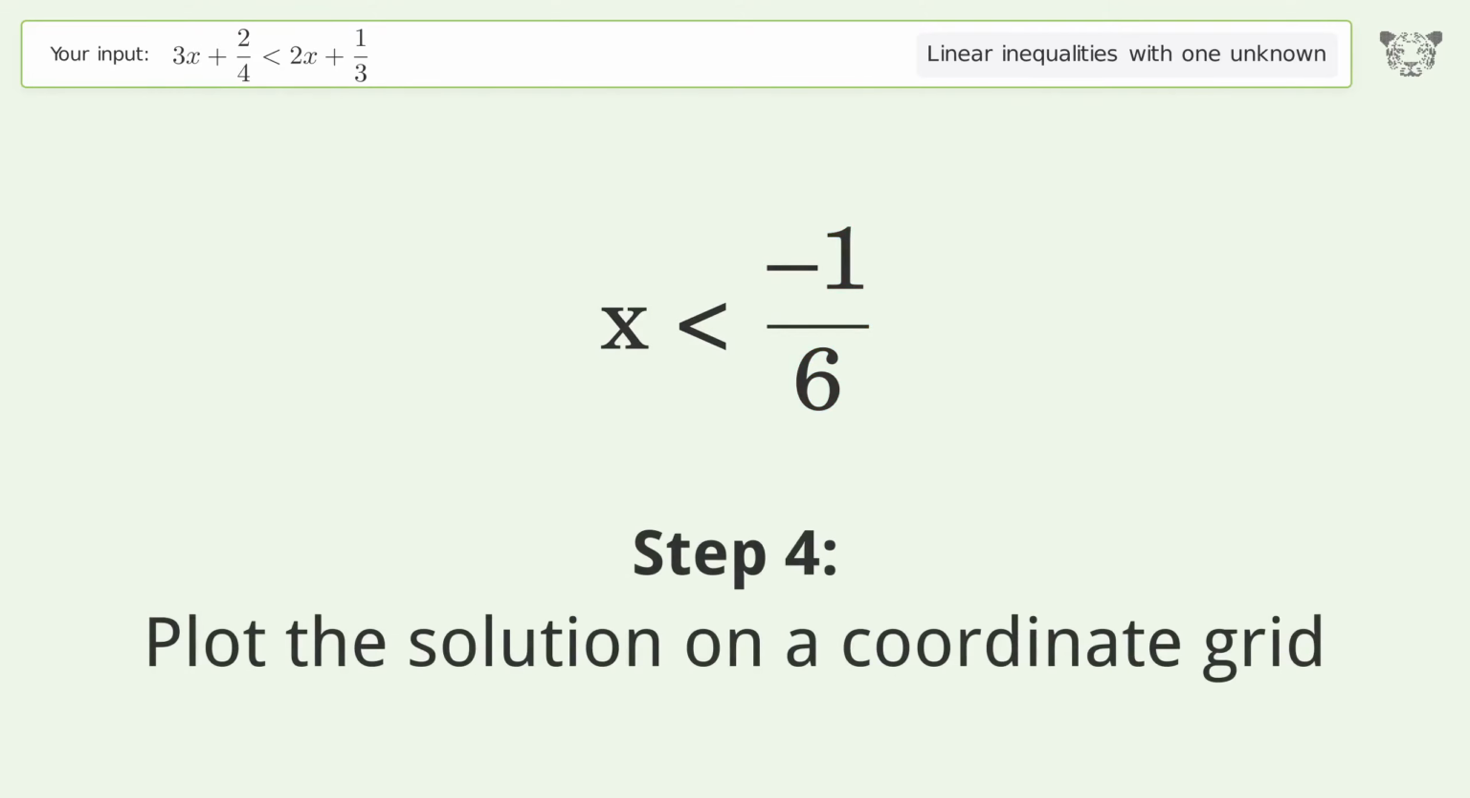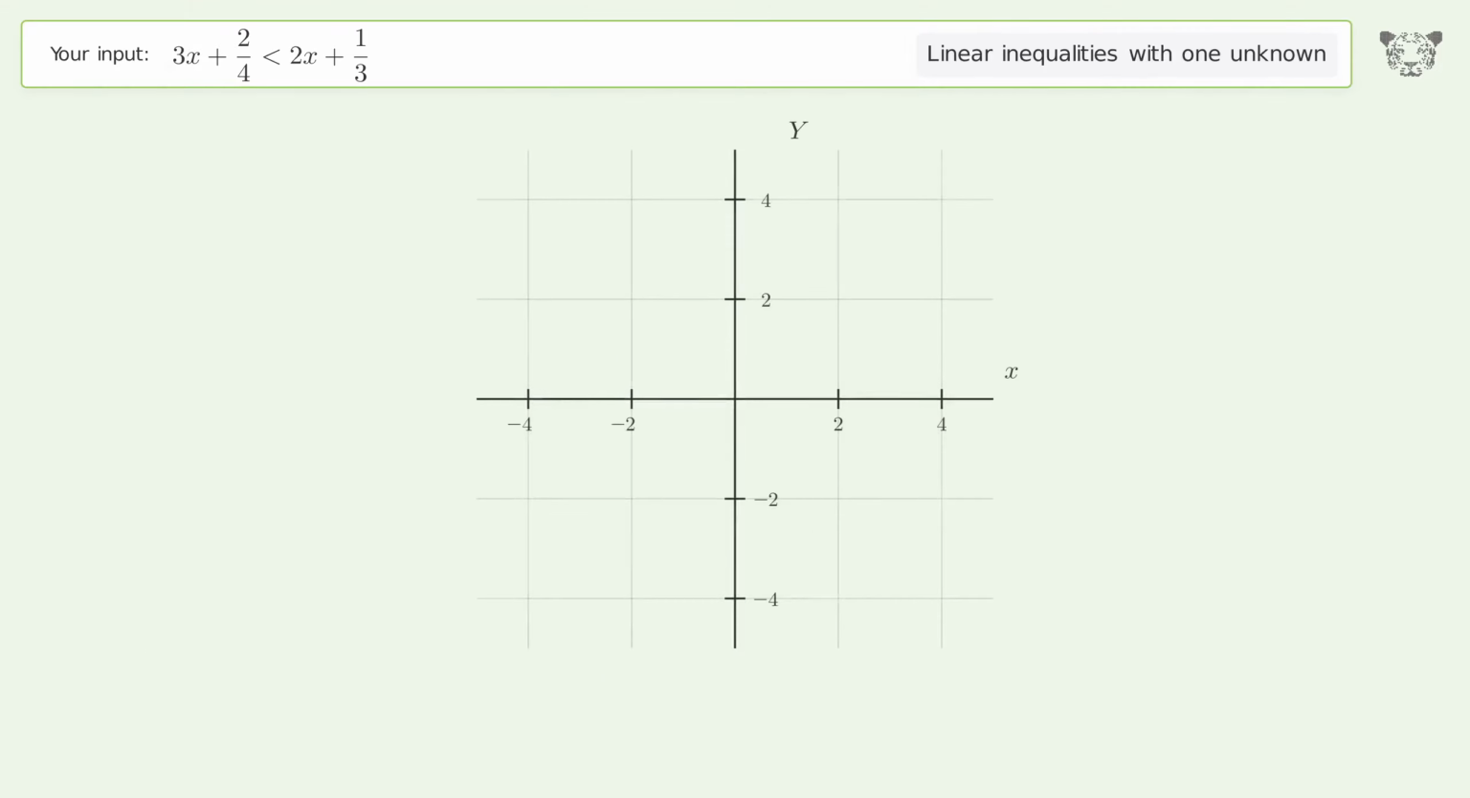Plot the solution on a coordinate grid. And so the final result is x smaller than -1/6.